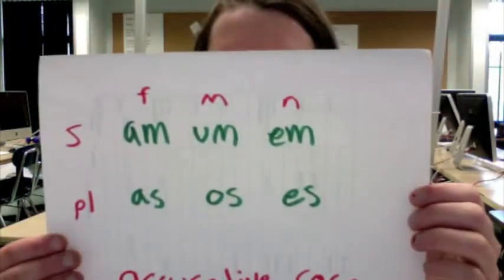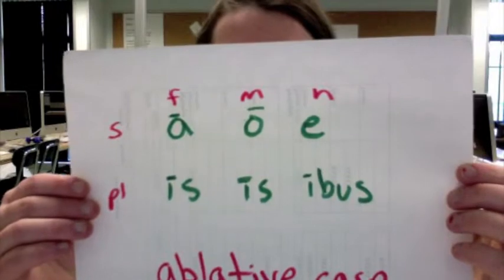Prepositional phrases are made of a preposition and a noun in either the accusative or ablative case. In review, the accusative case is used for direct objects and is as follows: em, as, os, is. The ablative case is used for prepositions and is as follows: a, o, e, is, ibus. Don't forget the long marks over the a, o, e, and the is and is.